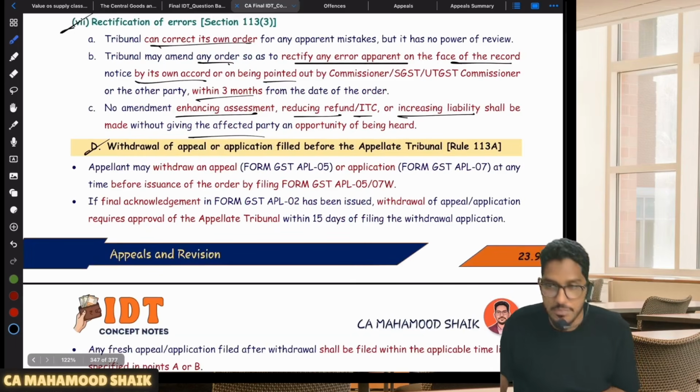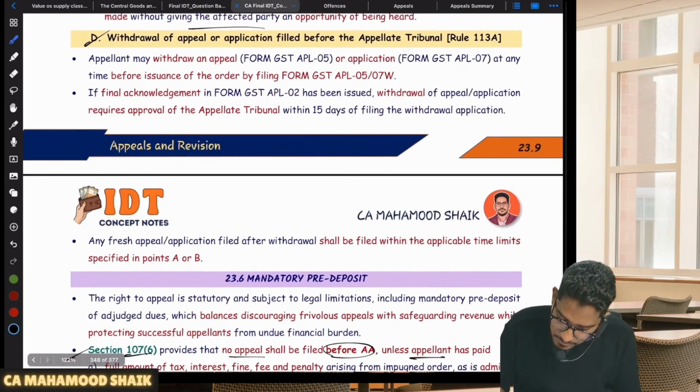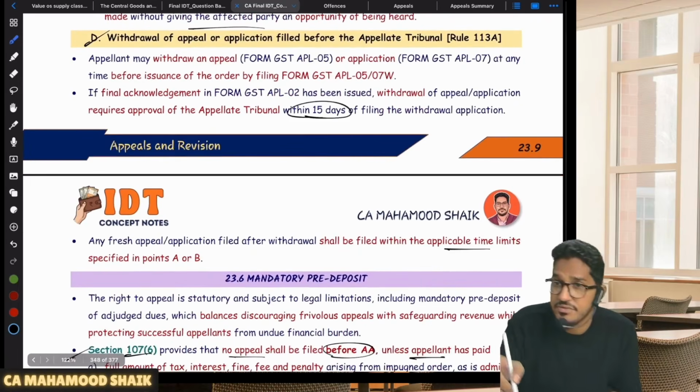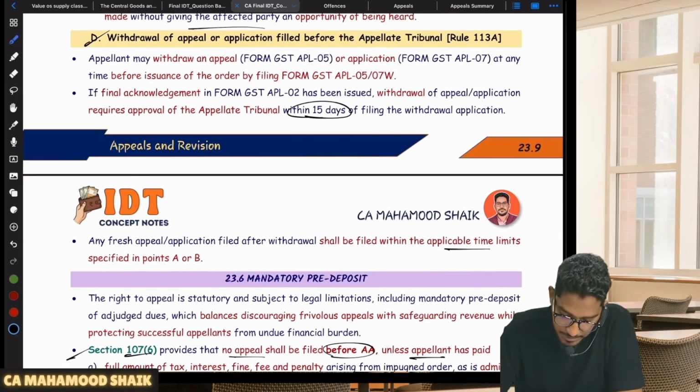Here also, will withdrawal be possible? Yes, withdrawal will be possible before issuance of the show cause notice or final order. If the final acknowledgement is already issued, you need the appellate tribunal's approval for withdrawal, and you can make a fresh application for appeal within the applicable time limits. Here the difference is 15 days. The appellate authority will give approval in 7 days for withdrawal. For the appellate tribunal, we have 15 days of time for giving approval.